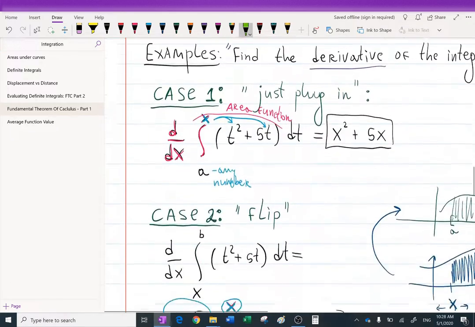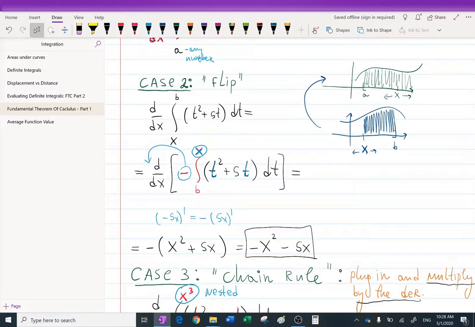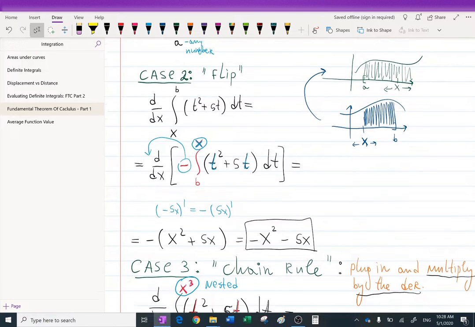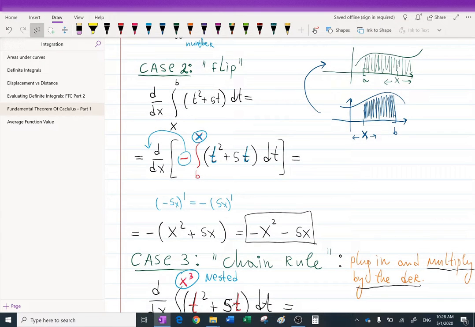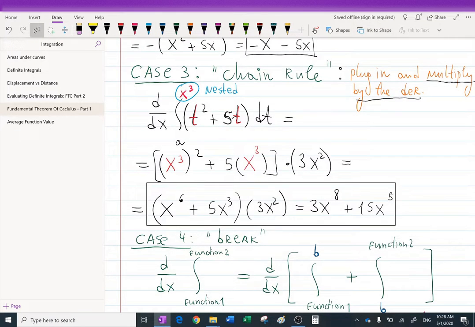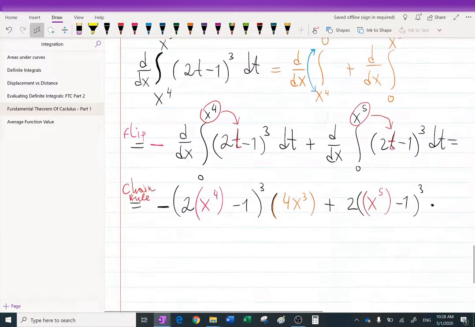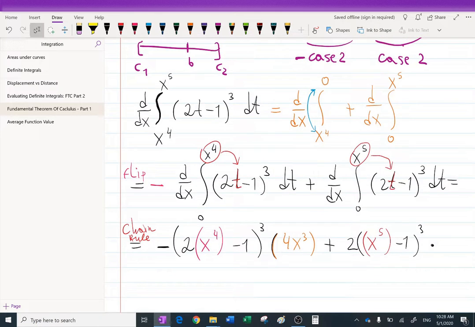And then I introduced 3 cases. The simple one, when you just plug in. When you have to flip x, integral from x to b can be changed to integral from b to x if you put a negative sign in front of it. When there's a chain rule involved, so now it's not just x, it's x cubed. Still plug it in, but then multiply by the derivative of the function, 3x squared. When you have an integral from a function to a function, then just break it. And then it will be an integral from a function to a number, and then from the number to a function. And that's it, 3 cases.